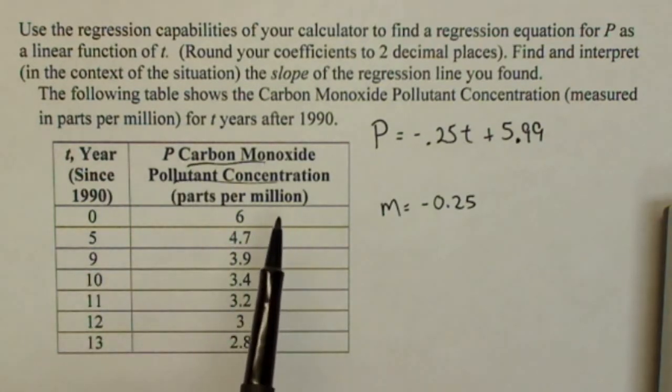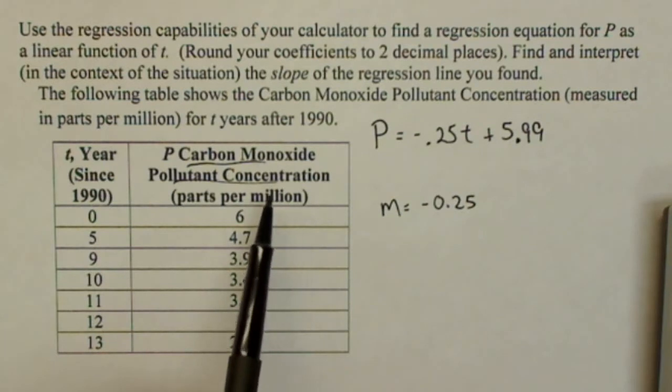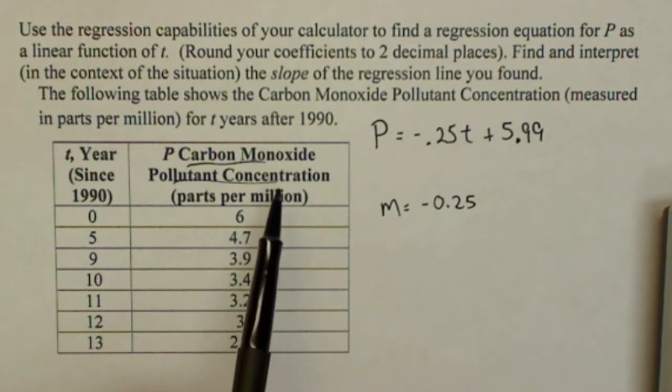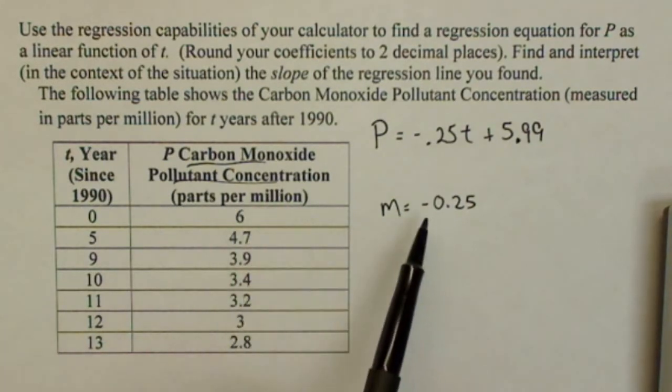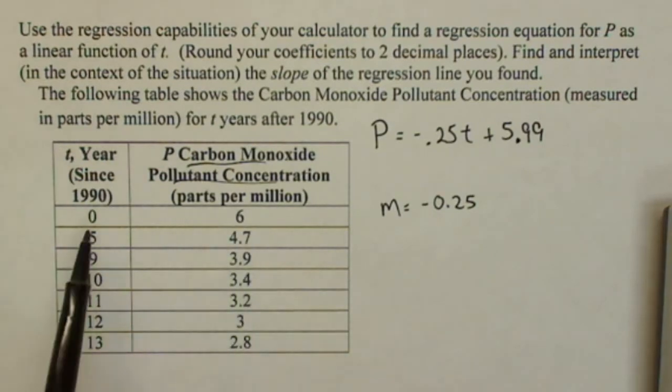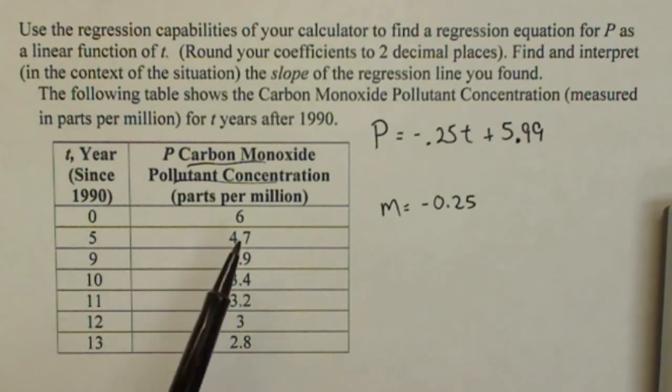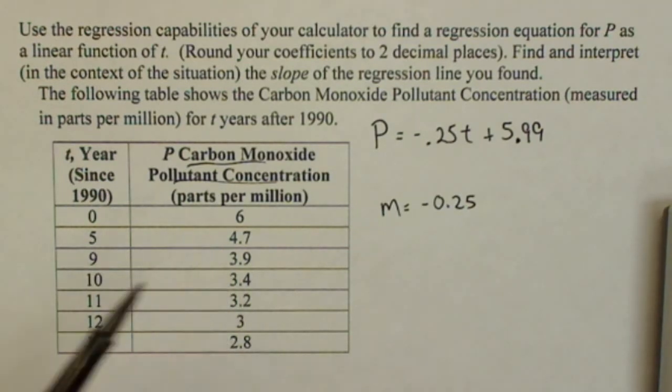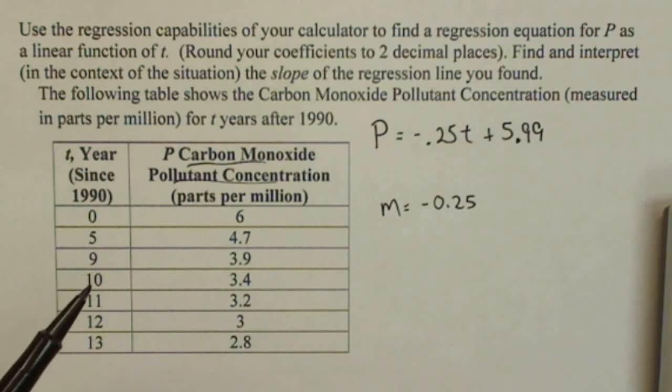So what we're finding out is the carbon monoxide pollutant concentration is decreasing on average by about 0.25 parts per million per year during this time period from 1990 to 2003. So it gives us the amount that the carbon monoxide pollutant concentration is decreasing by on average per year.